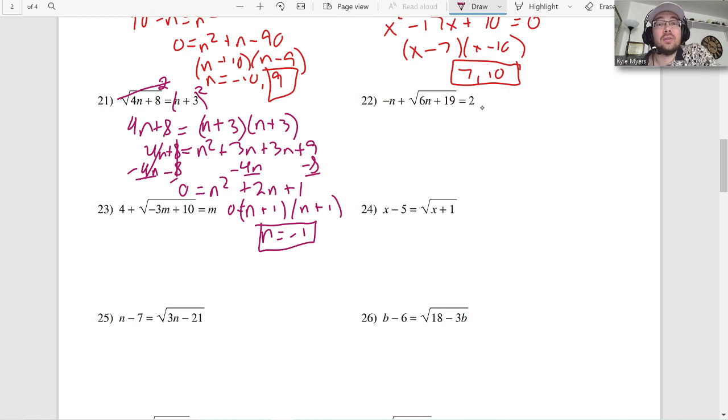Sometimes negative answers do work. And this problem was very different than the others, which is one of the reasons why that negative worked. Okay. Now, 21 is different because we had to square both sides. We had to FOIL and then factor.